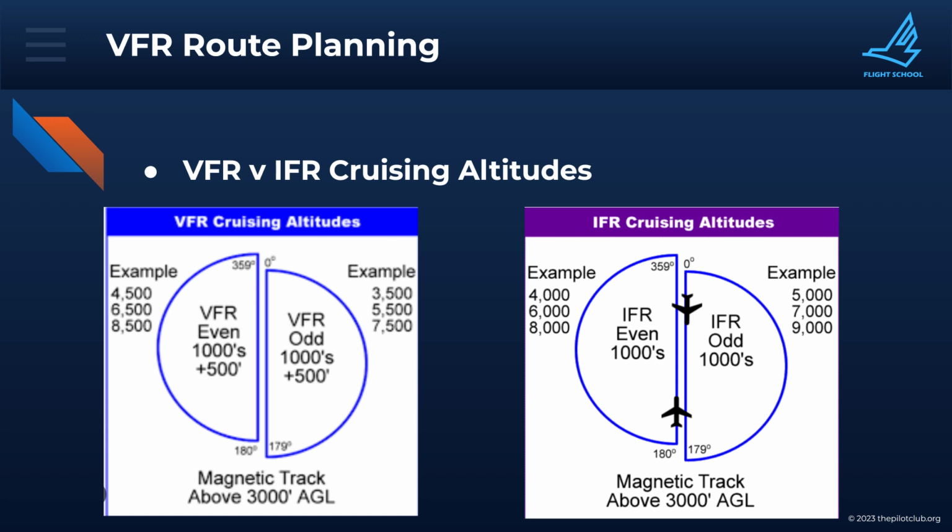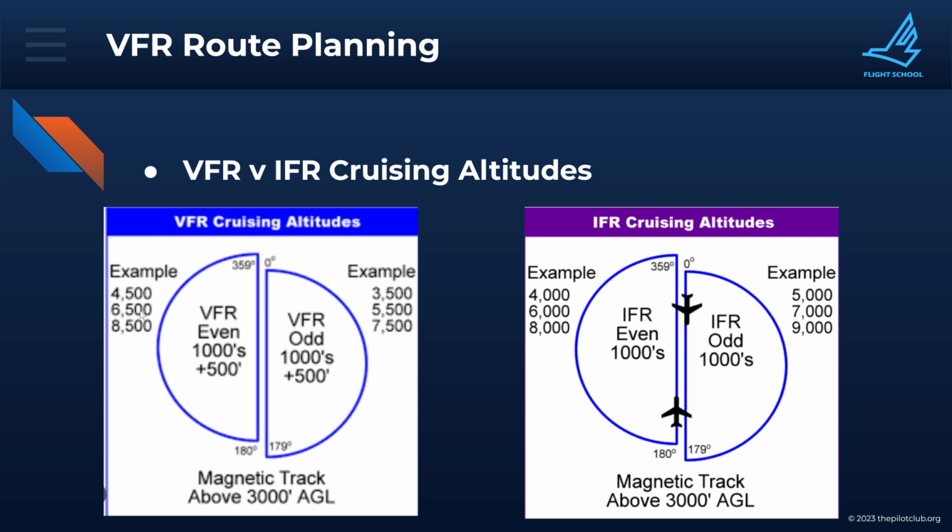So if you're flying VFR and your magnetic track is between 0 and 179, you want to fly odd thousands plus 500. For example, this would be 3,500, 5,500, etc. If you're flying 180 to 359, you fly even thousands plus 500. So that'd be 4,500, 6,500.